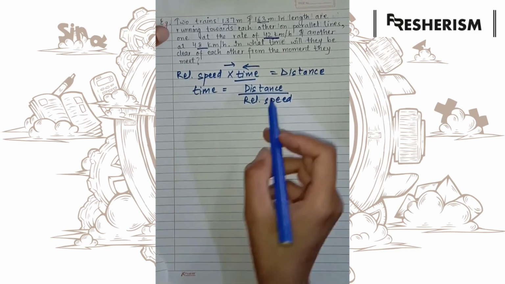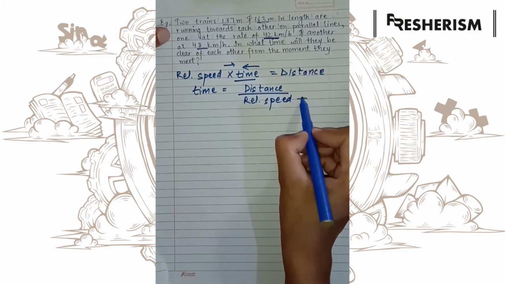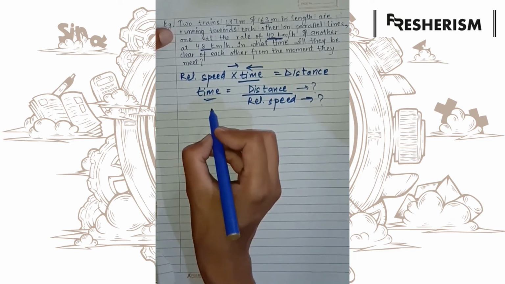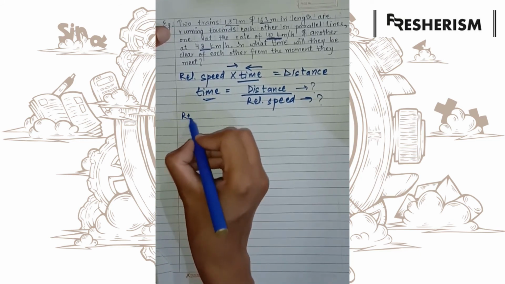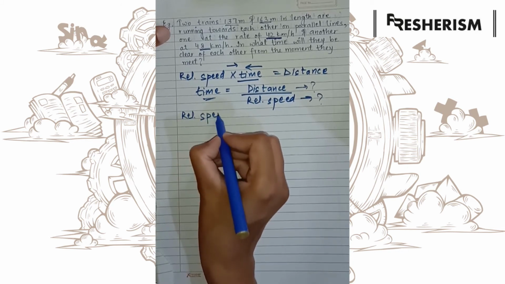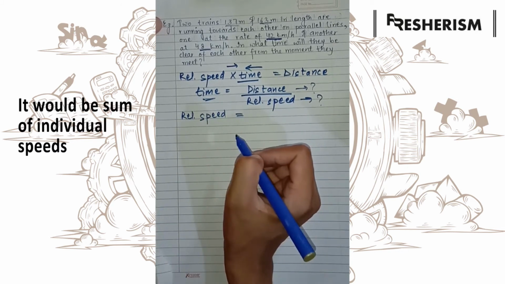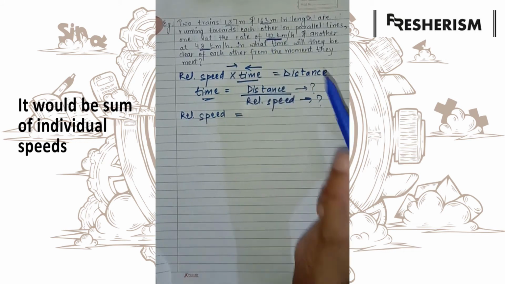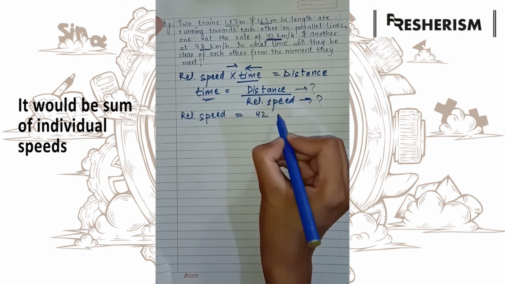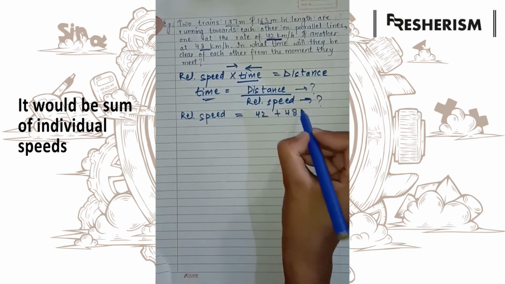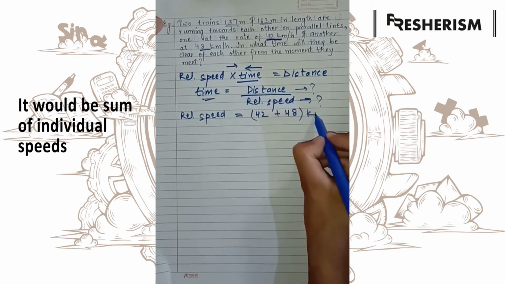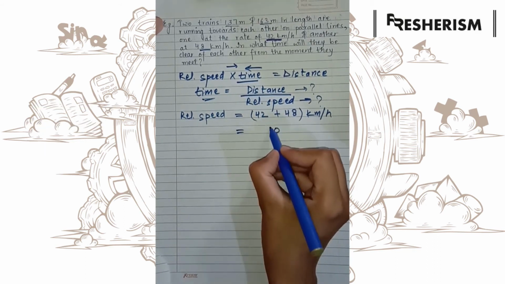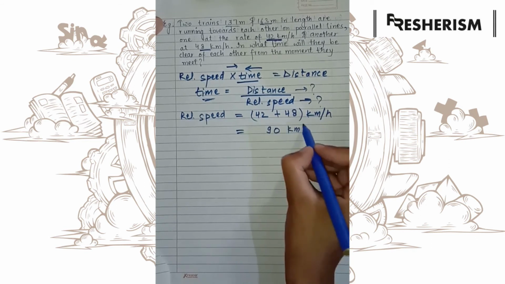So we have to find out two things, that is the relative speed and the distance, to find out the time. Now what would be the relative speed of the trains? As they are moving in opposite direction, it would be the sum of the individual speeds of the trains, that is 42 plus 48 kilometers per hour, which will be equal to 90 kilometers per hour.